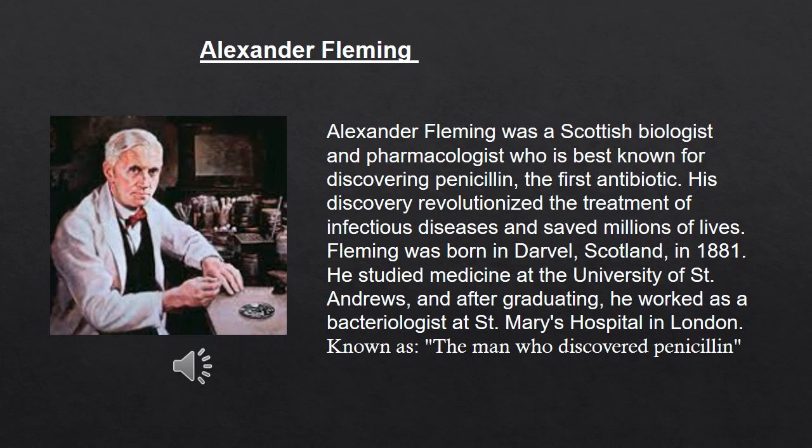Alexander Fleming. Alexander Fleming was a Scottish biologist and pharmacologist who is best known for discovering penicillin, the first antibiotic. His discovery revolutionized the treatment of infectious diseases and saved millions of lives. Fleming was born in Darvel, Scotland, in 1881. He studied medicine at the University of St. Andrews, and after graduating, he worked as a bacteriologist at St. Mary's Hospital in London. Known as the man who discovered penicillin.